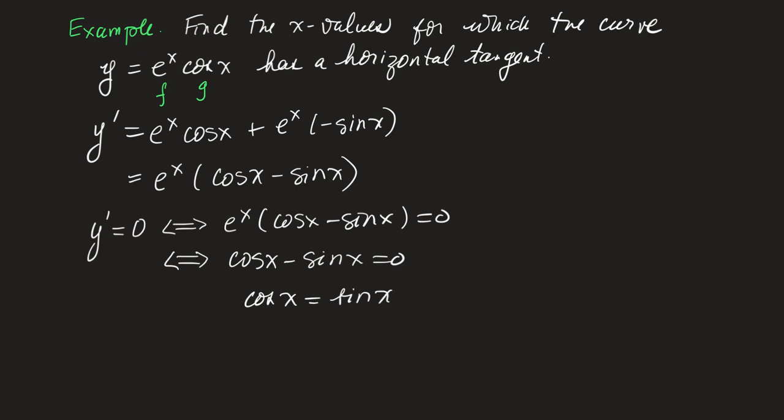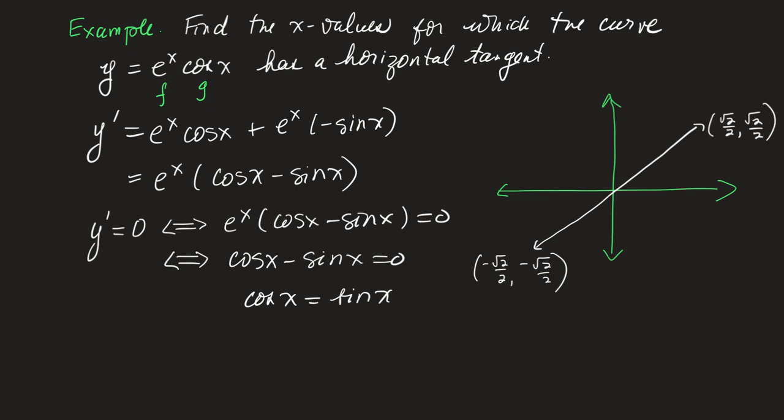Now, we want all x for which that holds true. So let's just think for a minute about where this holds true if we think about the unit circle, in between 0 and 2 pi. If you think about that, they will be equal at pi over 4 and at 5 pi over 4.